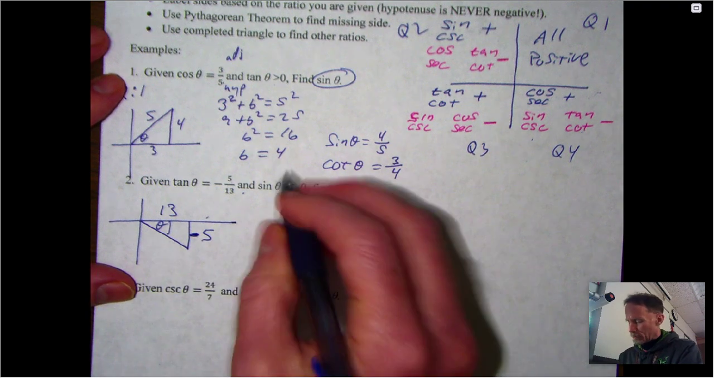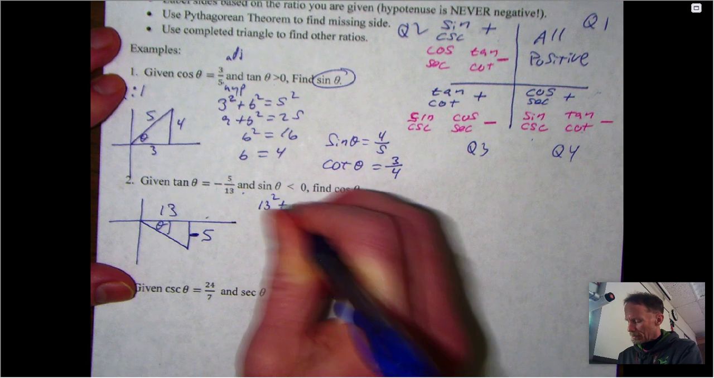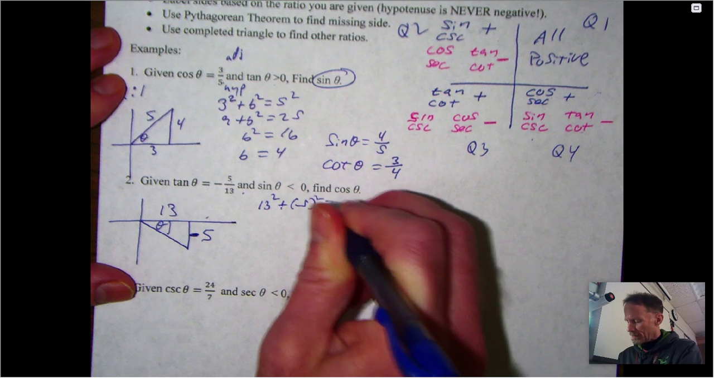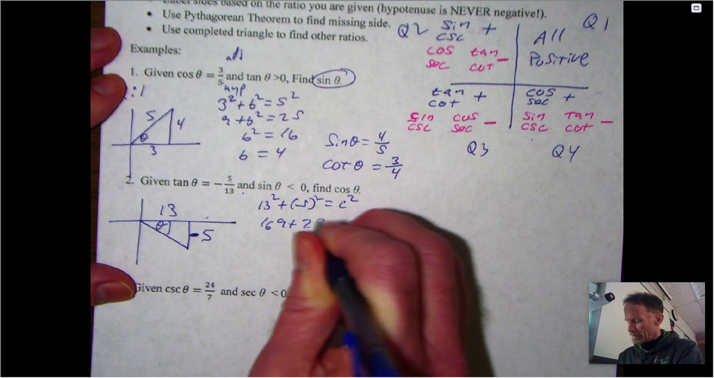Using the Pythagorean theorem, in this case we're finding the hypotenuse. So we've got 13 squared plus negative 5 squared is equal to c squared. That's 169 plus 25.